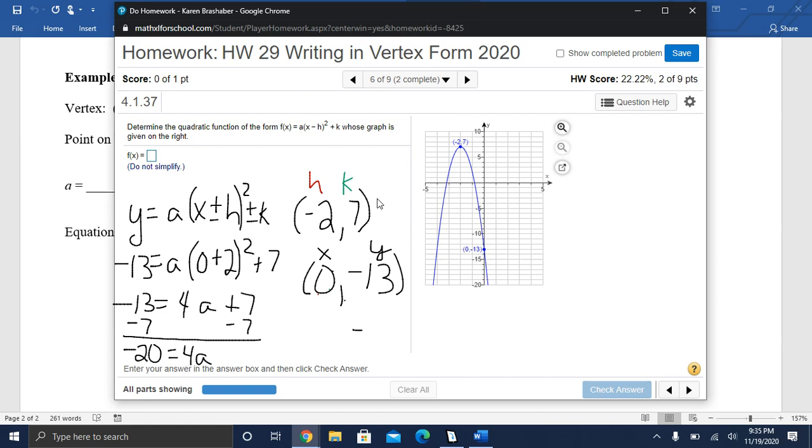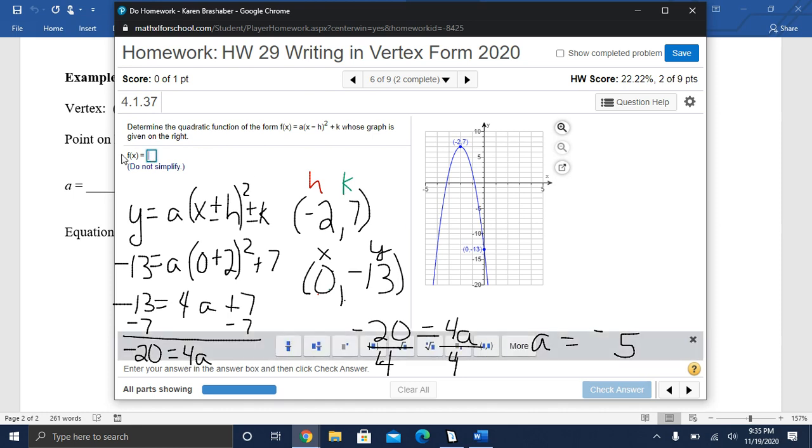So here's one that didn't come out as a fraction. So -20 equaling 4a, divide both sides by 4, and we get a equaling -5. So what I'll type into my answer box, now notice that the f of x equals is already there. So I'm going to start with my a value of -5, and then my parentheses, because remember, we want the equation, and then x, and my h was -2, so I have to use a +2 in parentheses.